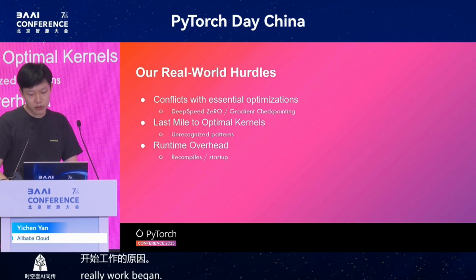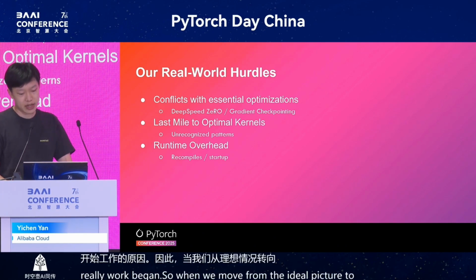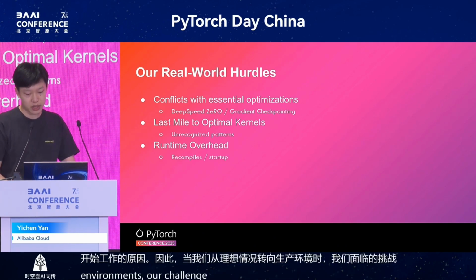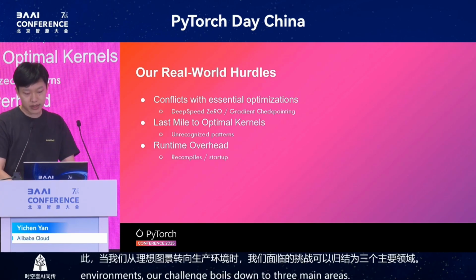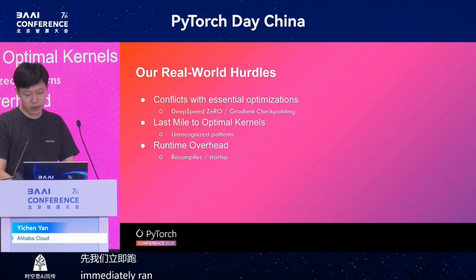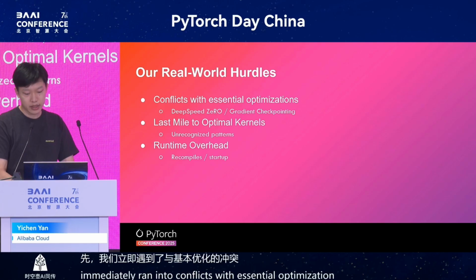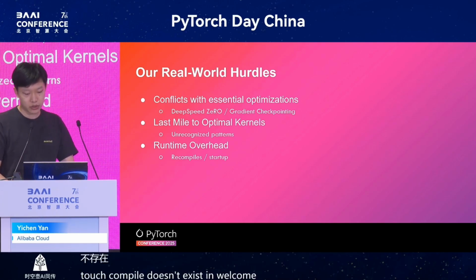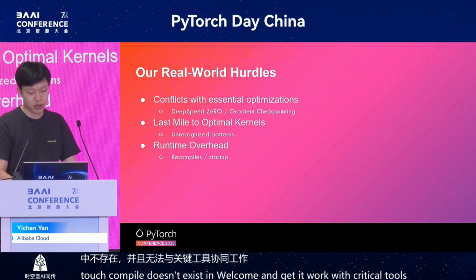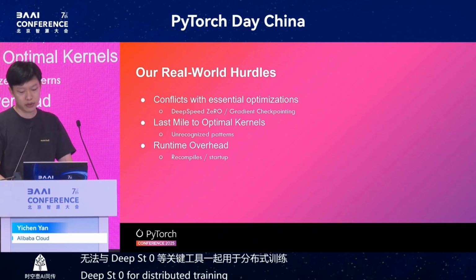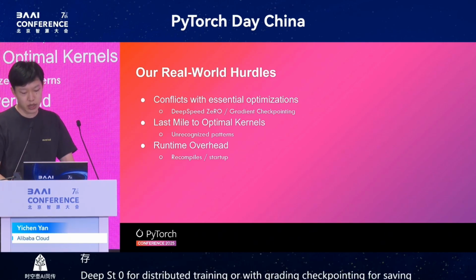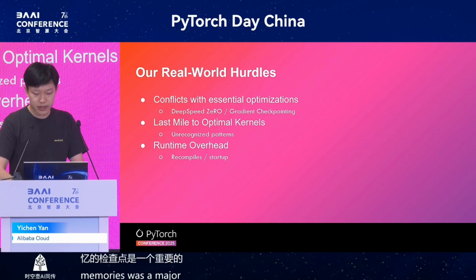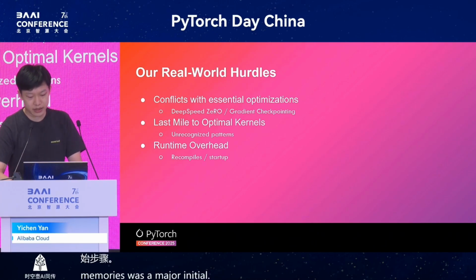So when we moved from the ideal picture to our production environments, our challenge boiled down to three main areas. First, we immediately ran into conflicts with essential optimizations that our users rely on. Torch compile doesn't exist in a vacuum, and getting it to work with critical tools like DeepSpeed for distributed training or with gradient checkpointing for saving memory was a major initial hurdle. We call this the ecosystem tangle.